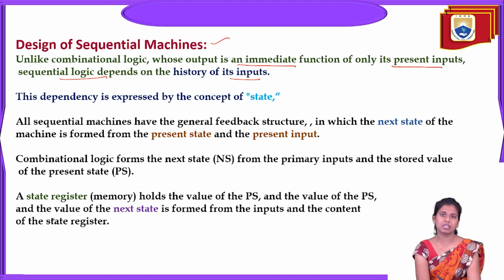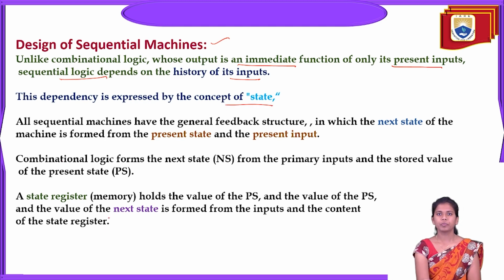In the previous slide we discussed the sequential logic. Sequential logic is nothing but the output depends not only on the present value of the input but also the past value of the input. This is the most important thing to be remembered when it comes to sequential logic. Sequential elements are devices which hold the output, and the output values depend not only on the present value of the input, but also on the past values, the history of the input. This dependency is expressed by the concept of state.